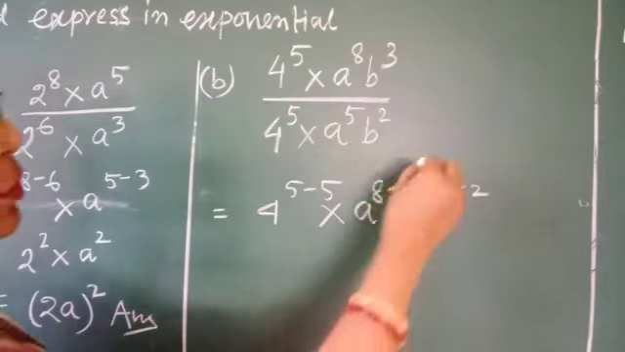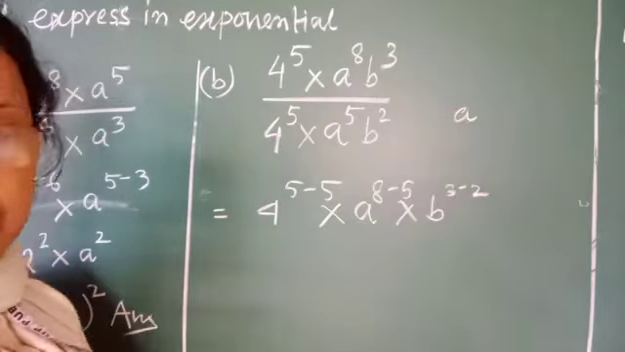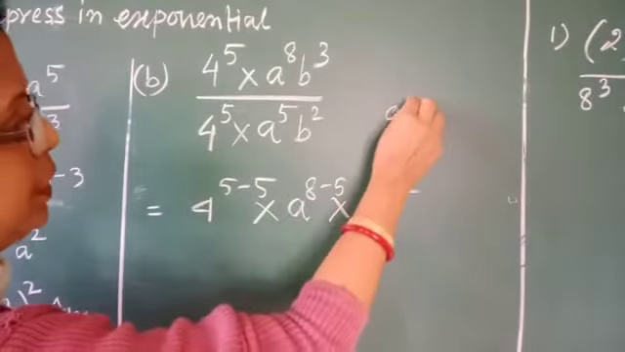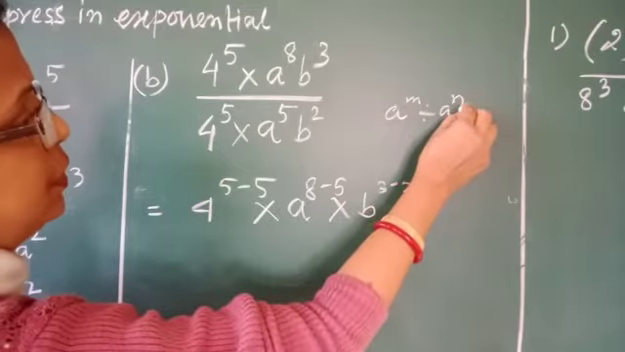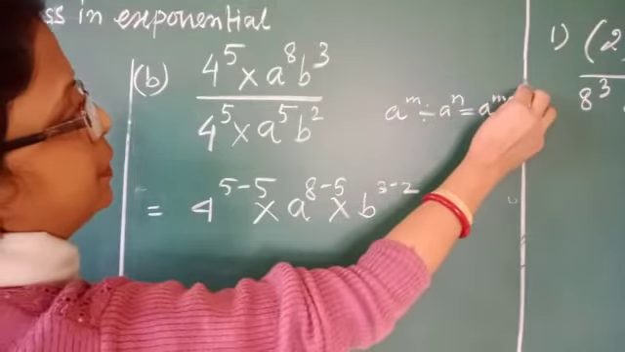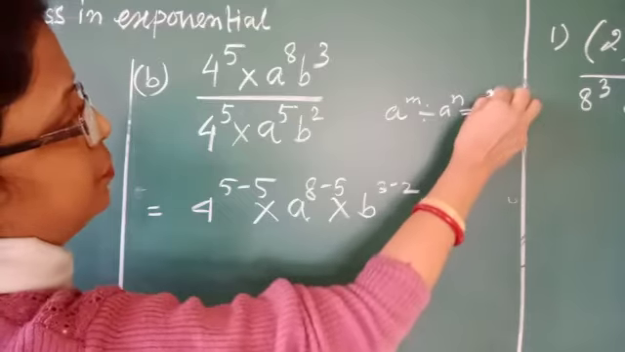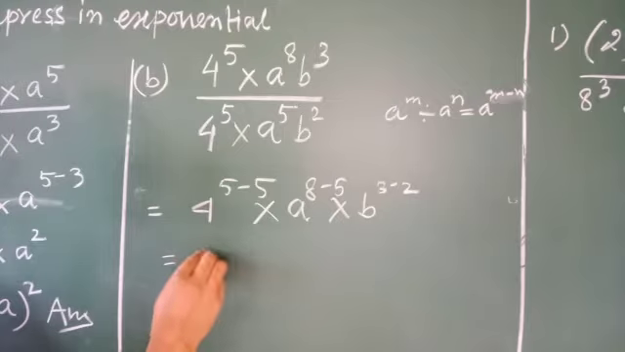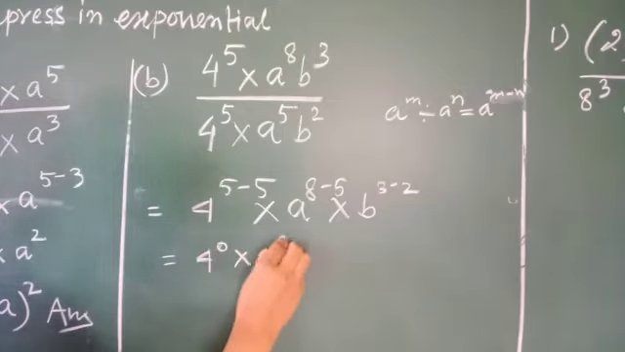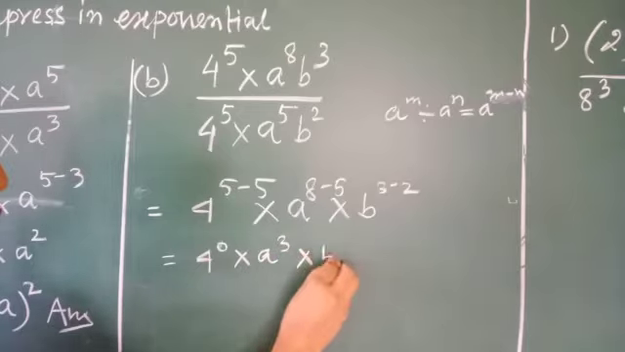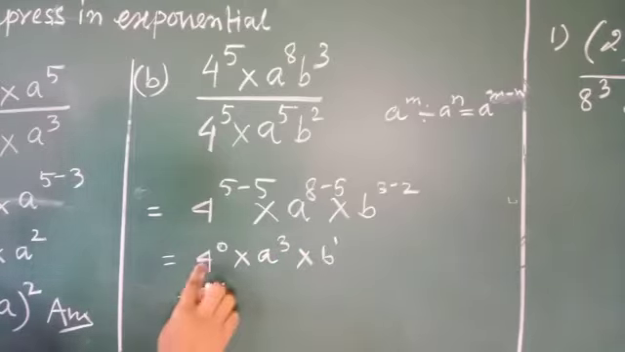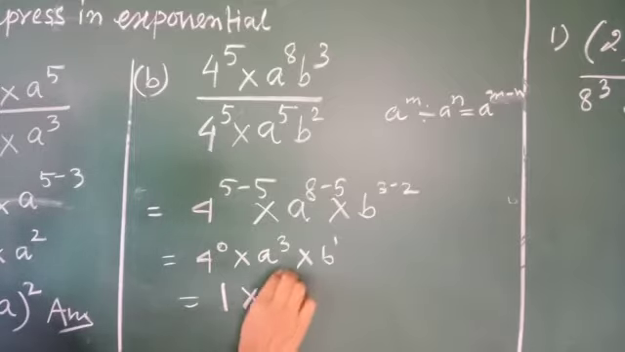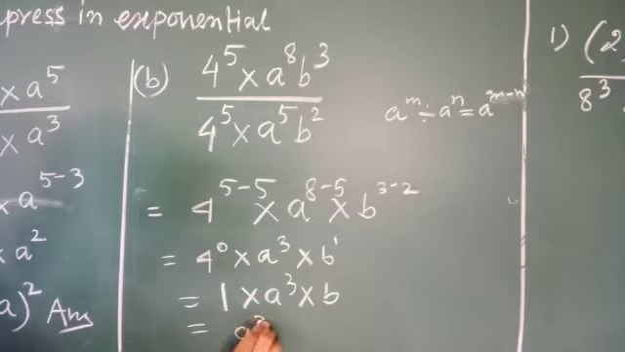You know which law we are using here. We are using this law only: a to the power m divided by a to the power n is equal to a to the power m minus n. Understood? So here 4 to the power 5 minus 5 is 4 to the power 0, a to the power 8 minus 5 is a cube, b to the power 3 minus 2 is b to the power 1. So the result is 1 into a cube into b. The final result you can write in this way: a cube b.